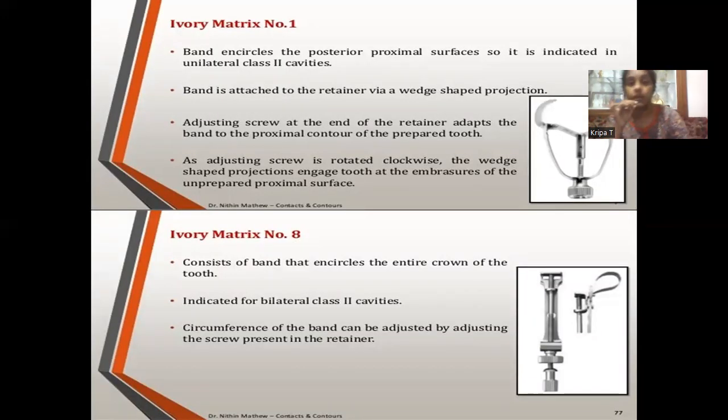Now regarding the Ivory matrix number 1, to restore a unilateral class 2 cavity, the band is attached to the retainer with a wedge-shaped projection. The screw is adjusted at the end of the retainer so that they are adapted to the proximal contour properly. Ivory number 8 consists of a band which encircles the entire crown for a bilateral class 2 cavity.